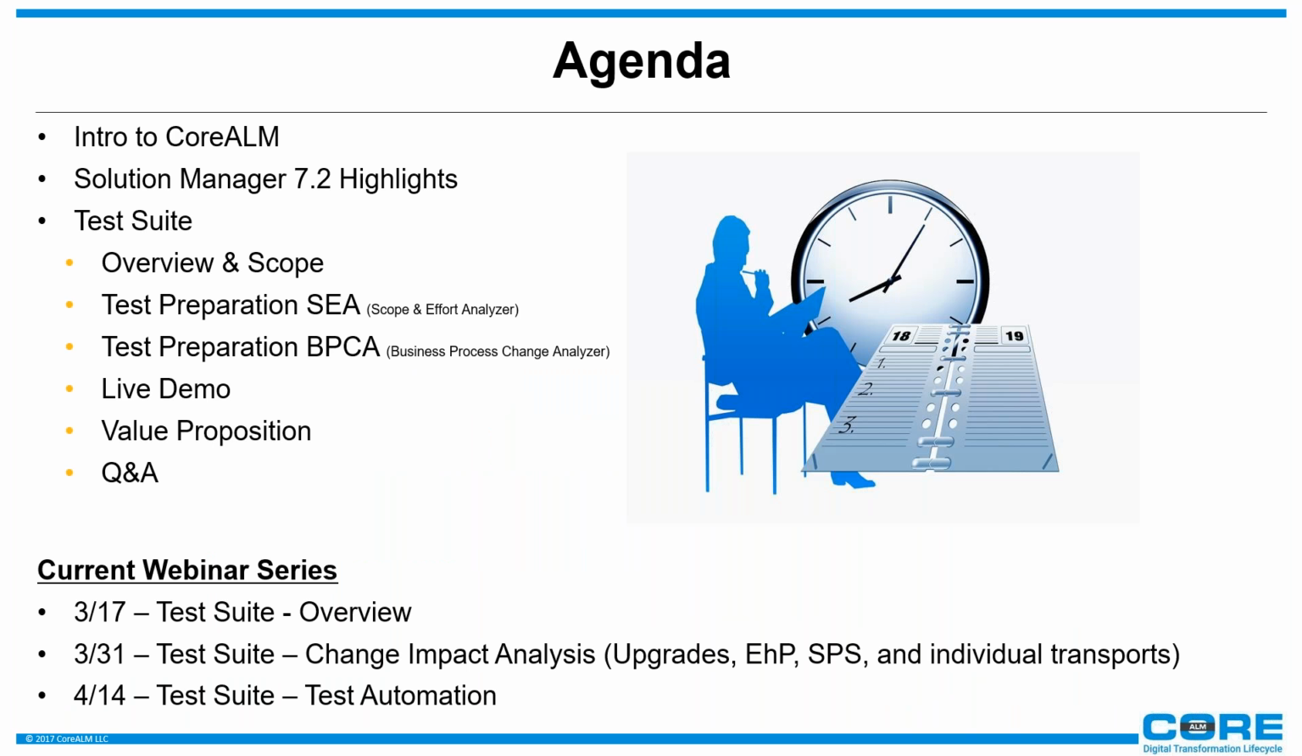Today's agenda, just a quick intro. If you've joined our webinars in the past, we do a quick intro to Core ALM, let you know who and what we are. Obviously, we want to cover Solution Manager 7.2 with its correlation with Test Suite. Then Larry will jump in and cover Test Suite, the overview and scope of it, and also cover Scope and Effort Analyzer and Business Process Change Analyzer. Then a demo, the value propositions behind today's webinar, and then we'll open it up to Q&A.